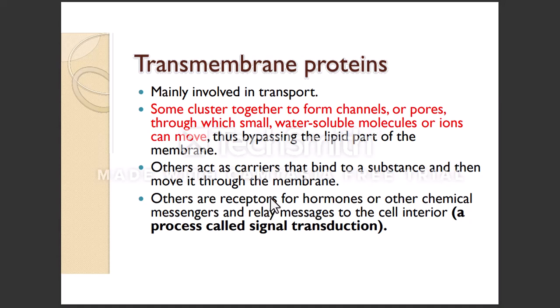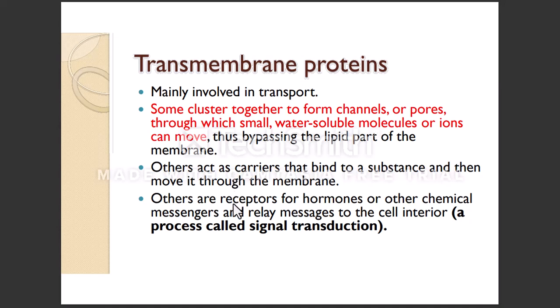So that's the only way they can pass through this membrane. And some of these proteins, like I said, act as channels which allow these water soluble substances to pass through, and ions as well. Then you also have others acting as carriers. That means they bind to a substance and then they are able to move the substance through the membrane.